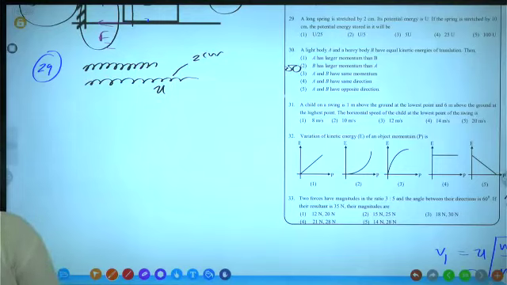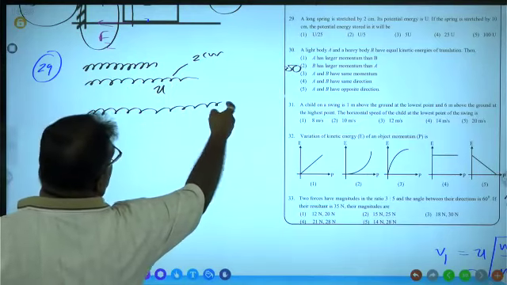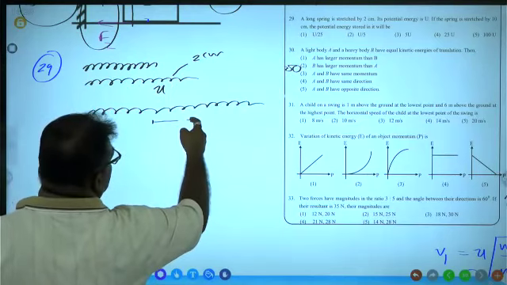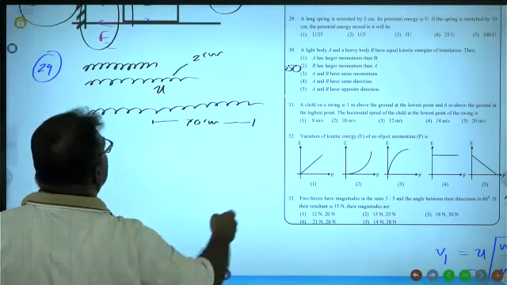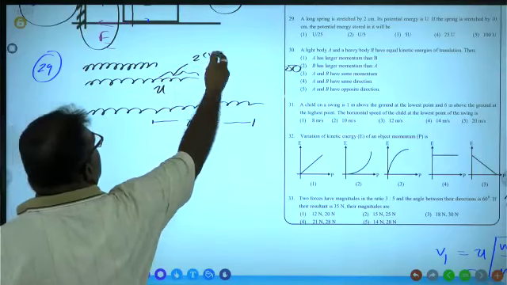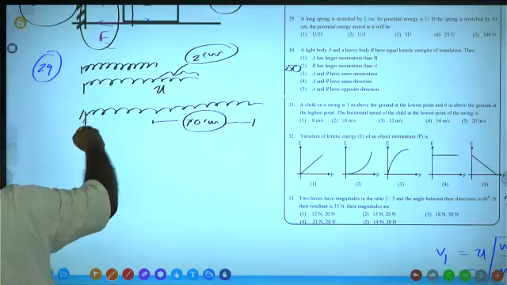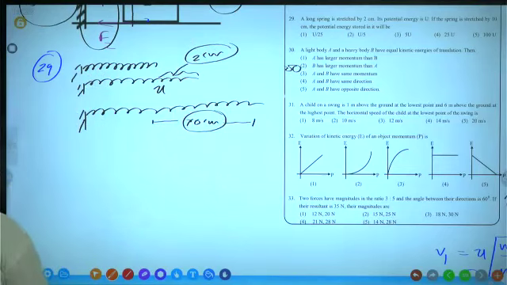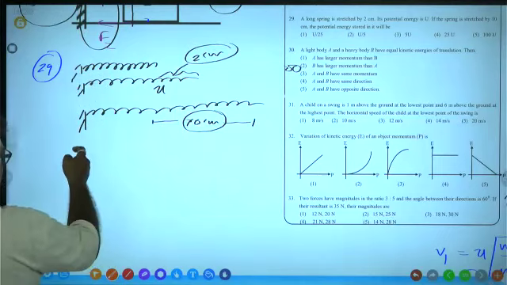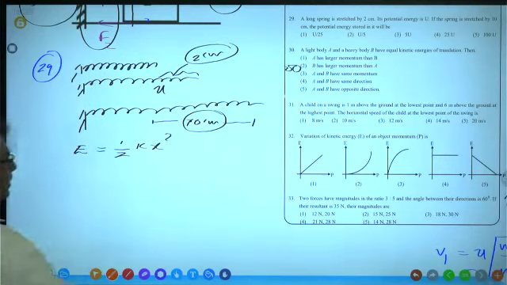If the spring is stretched by 10 centimeters, here stretched one is 2 centimeters, here 10 centimeters. The potential energy stored will be, okay, potential energy E equal to half k x squared.